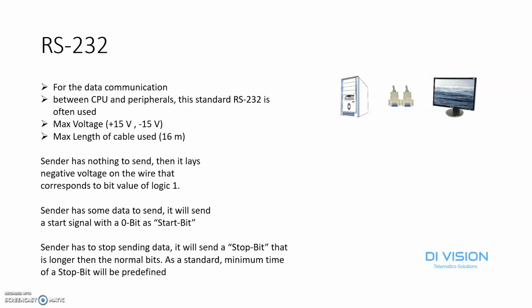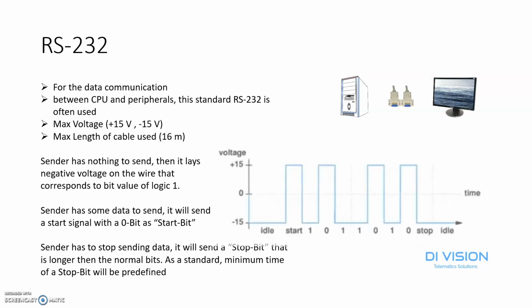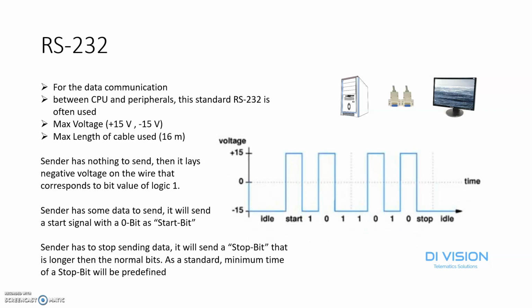For the data communication, the maximum voltage that can be applied using this method is 15 volts, and the maximum length of the cable can be 16 meters. If the sender has nothing to send, it lays negative voltage on the wire that corresponds to the bit value of logic 1. If the sender has some data to send, it will send a start signal with a 0 bit as a start bit.